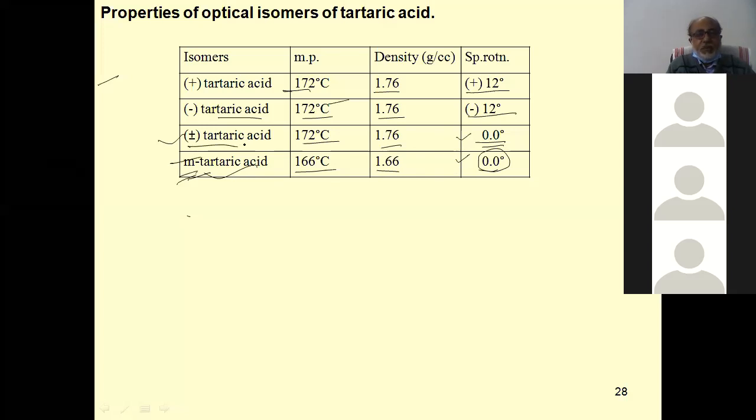In a racemic mixture of tartaric acid, plus tartaric acid and minus tartaric acid can be separated. That is called resolution. Already we have told that. So you can make them active by separating them. But meso-tartaric acid, you cannot make it active. It remains always optically inactive with specific rotation 0. I think you got this point.